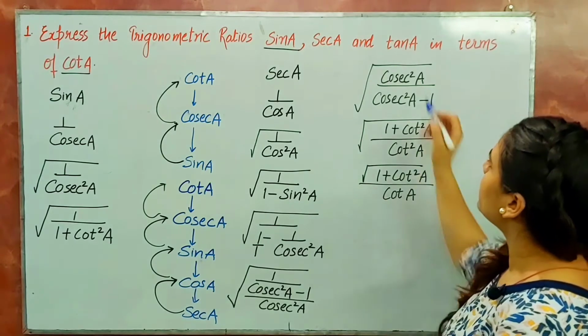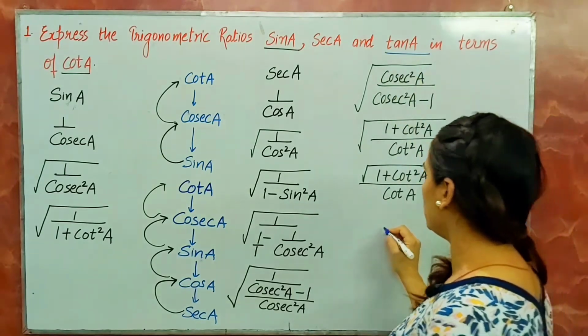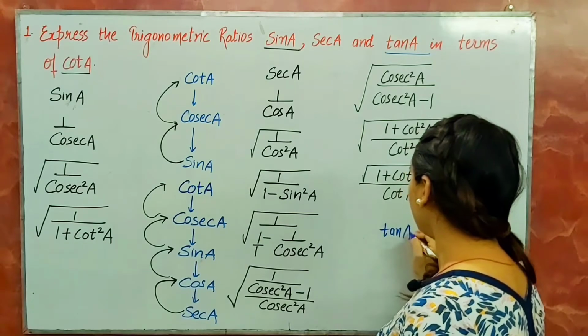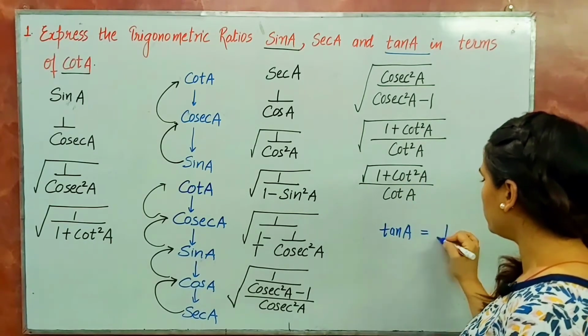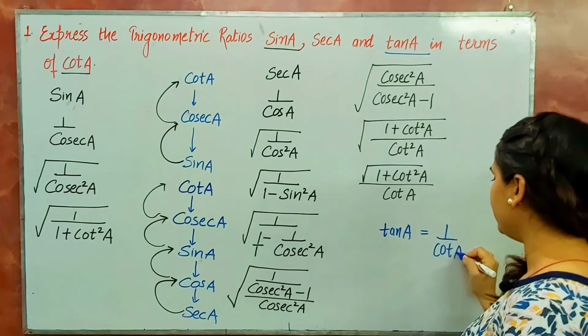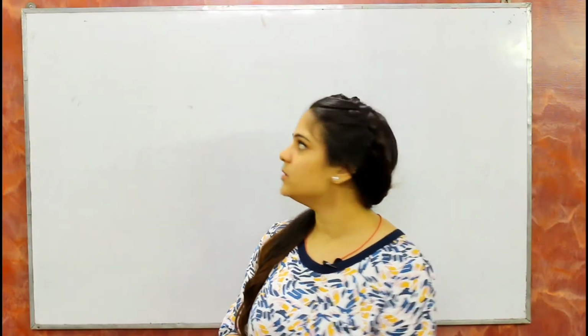Now a third part is to convert tan A into cot A. They are reciprocal to each other, so we can write tan A is equals to 1 upon cot A. Question number 2 is similar to your previous question. In this question, you have to convert all the trigonometric ratios in the form of sec A. So I think you can solve that question now using the same technique that I was using in my previous question. Now let's move to our question number 3.